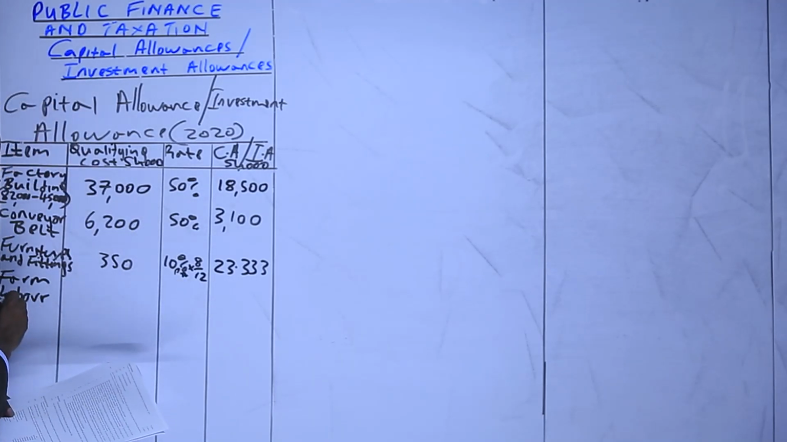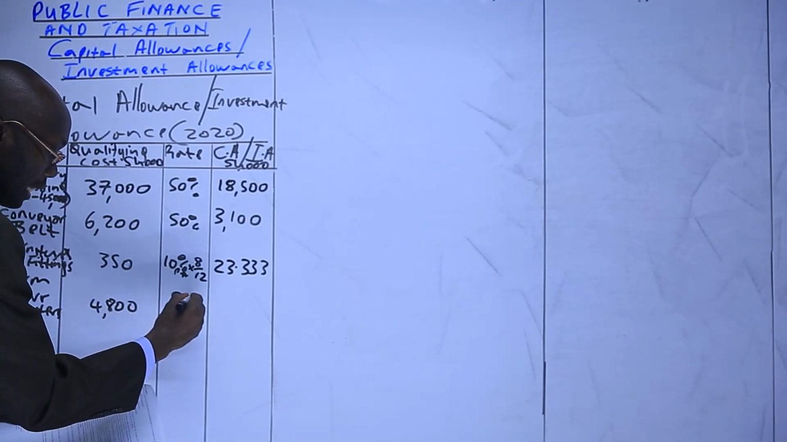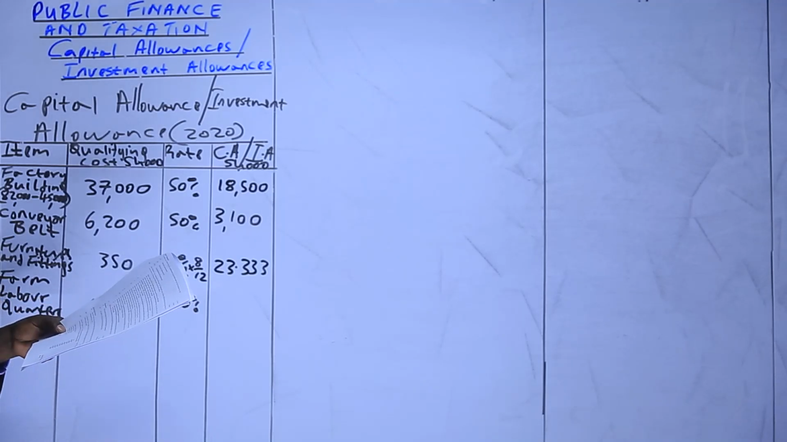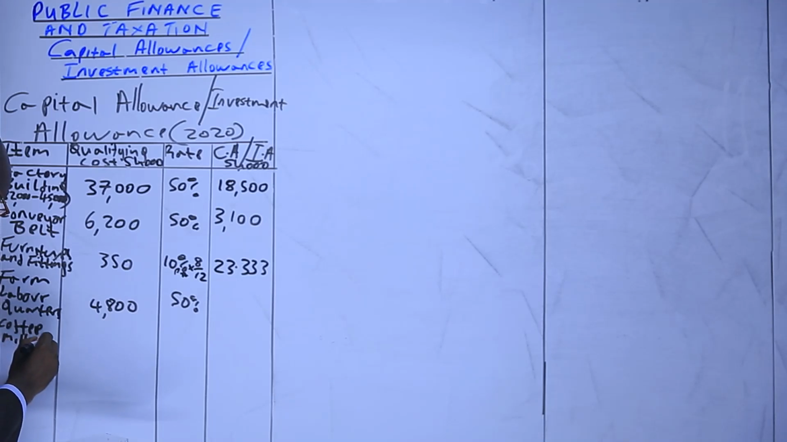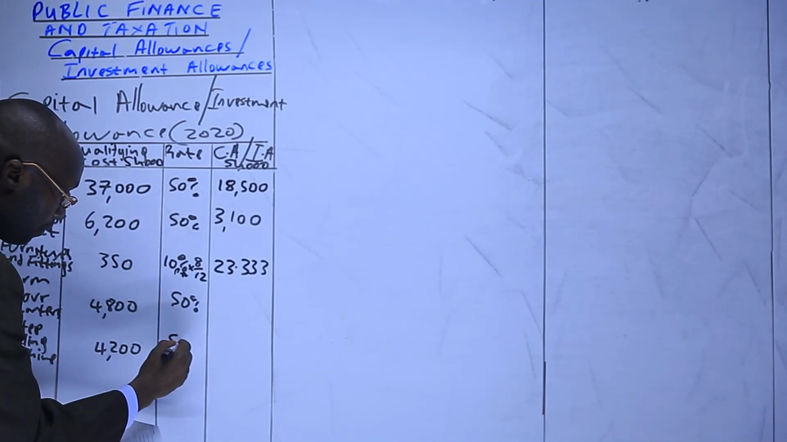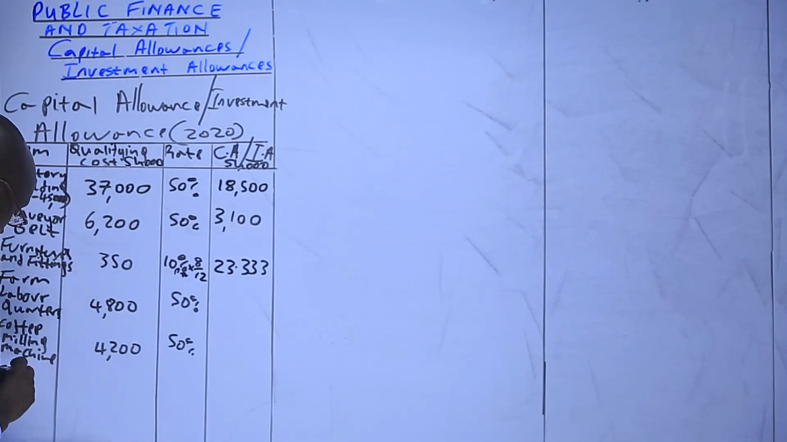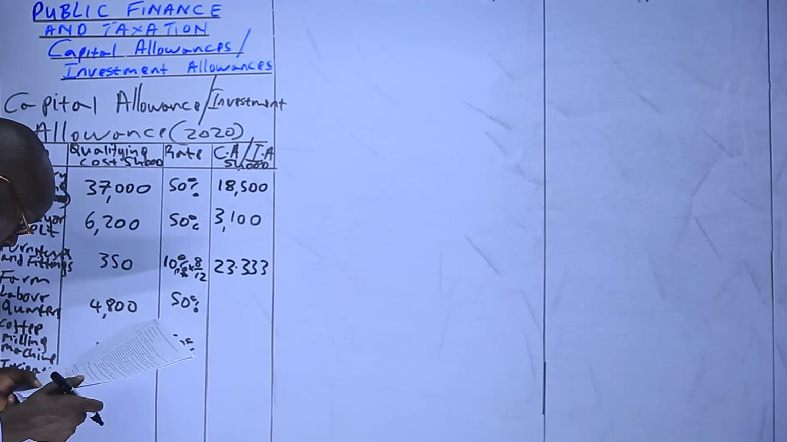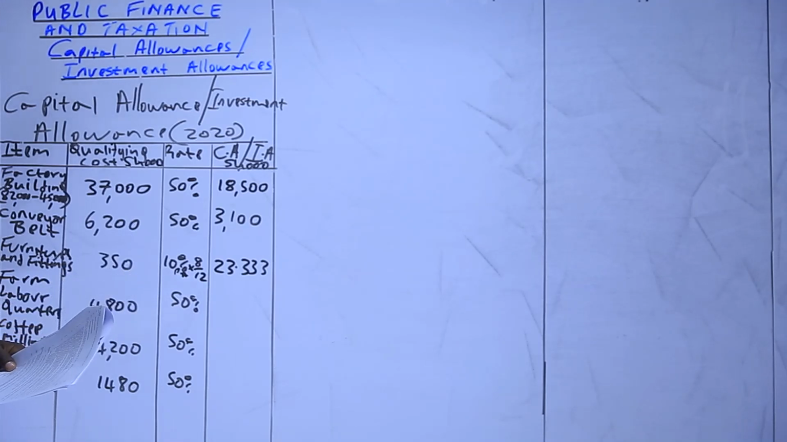Farm labor quotas, which we have 48,800. The rate being the first year 50% without considering time. Coffee milling machine, that is now a machine used in manufacturing. So it's a mixture of farming and manufacturing. So this for manufacturing, which we said is 50%. The next one is irrigation system. Irrigation system, we said, is in farming and is supposed to be 50% being the first year. The other one is borehole. Borehole, we said, is 50%.